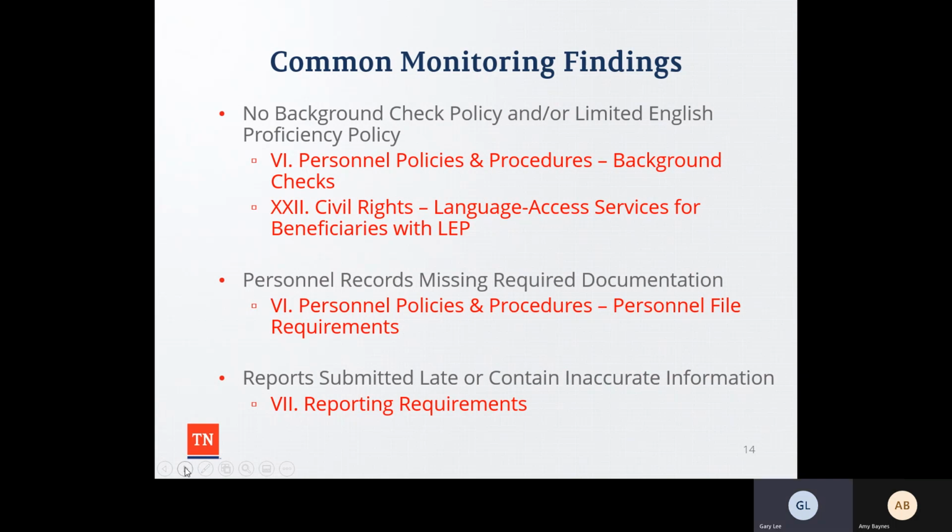Another common finding are reports submitted late or contain inaccurate information. Additional information can be found in Section 7 of the OCJP Grants Manual, and an example of this finding includes agencies submitting reports after the required due date during the reporting period.